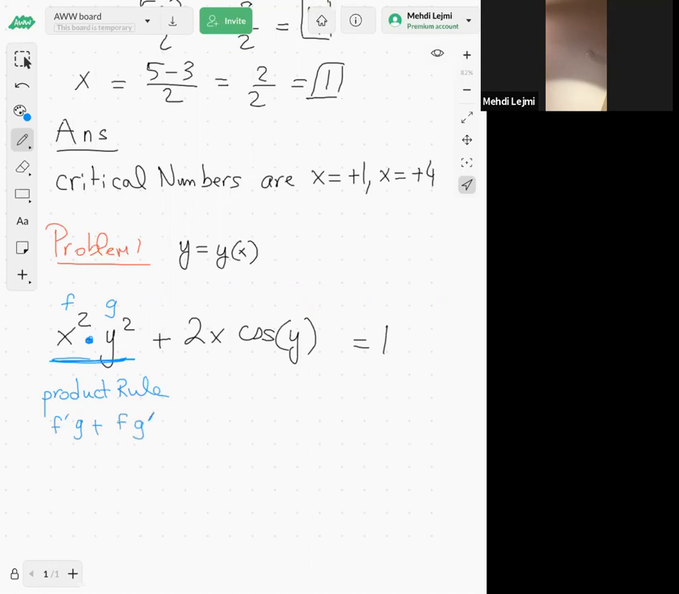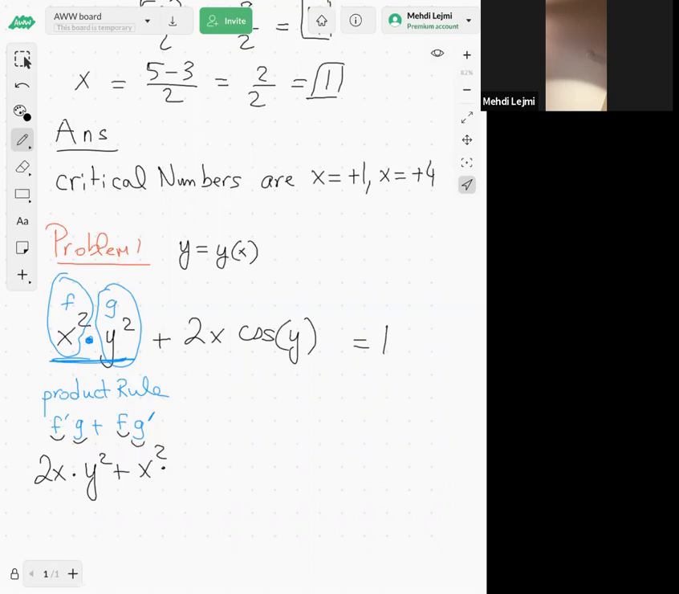Again, this is supposed to be f, and this is supposed to be g. So it's f prime times g plus f g prime. So f prime, the derivative of x squared, is 2x times g, right? This is f prime times g. G is y squared, plus f, which is x squared, times the g prime.